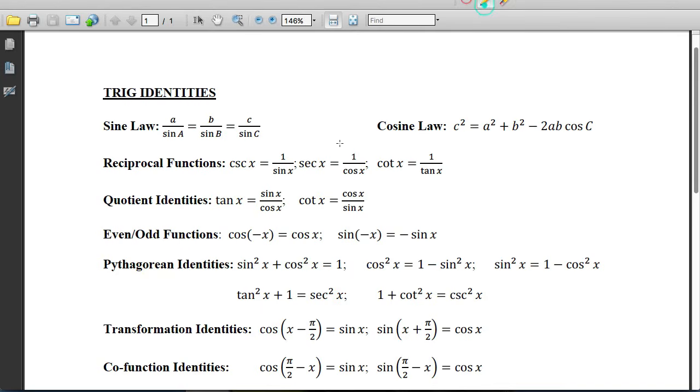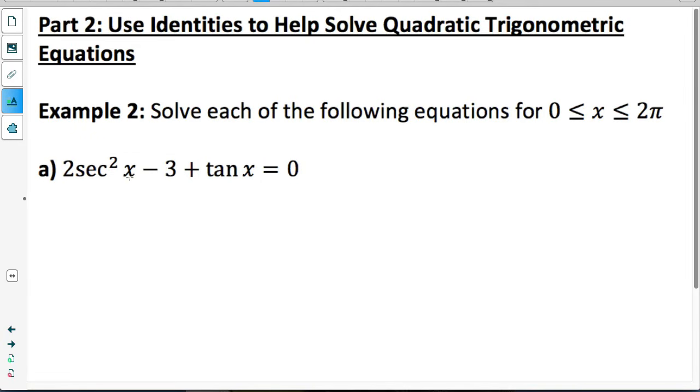And notice on this identity page, secant squared x is actually equal to tan squared x plus 1. And that comes from the Pythagorean identity, right? Dividing the Pythagorean identity by cos squared on both sides, it would get you this identity. So I can replace this secant squared of x function with tan squared of x plus 1. So let me go ahead and do that. So 2 times tan squared of x plus 1 minus 3 plus tan x equals 0.